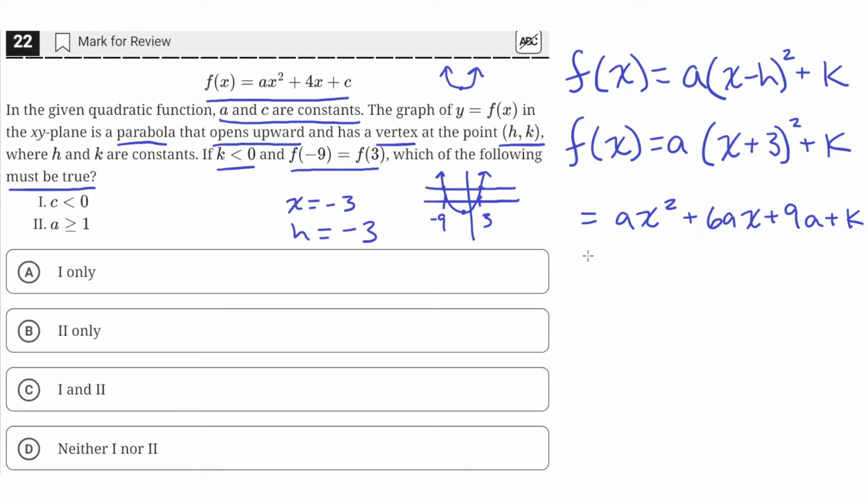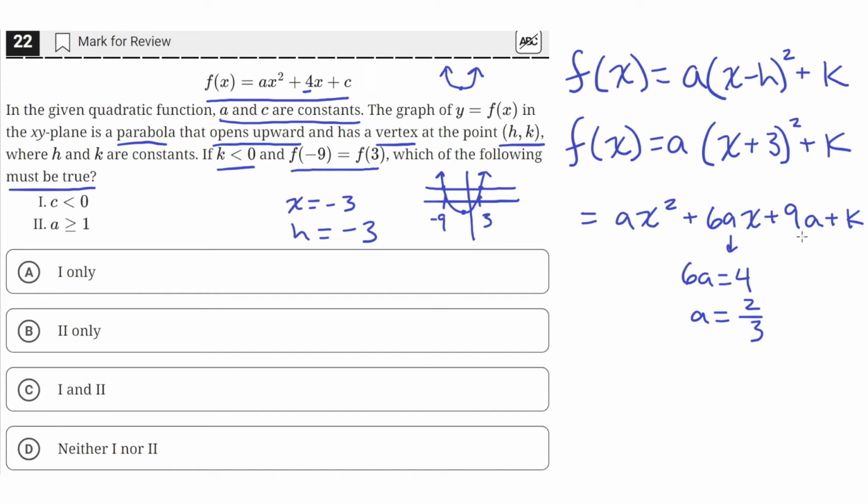Okay, and then we can see that the ax squared is still there, and that the 6a is the coefficient of the x term. And we know from the formula that they gave us that the coefficient of the x term is 4. So that means 6a has to equal 4. So this will give us the value of a. So that means a is equal to 2 over 3.